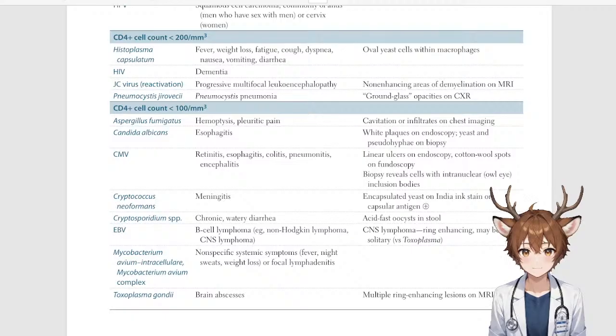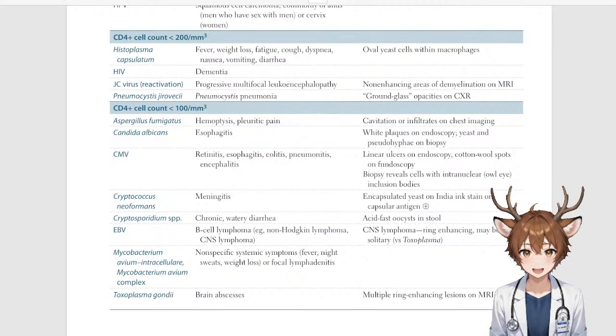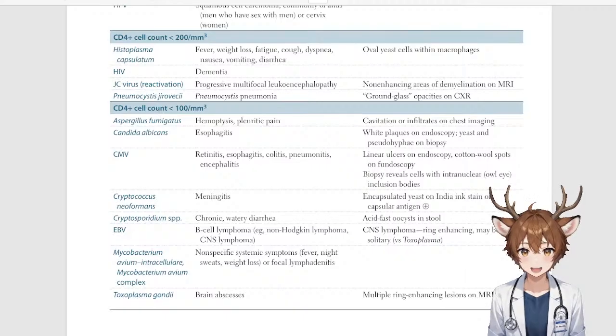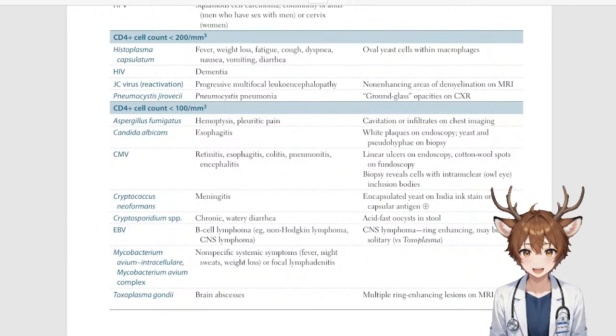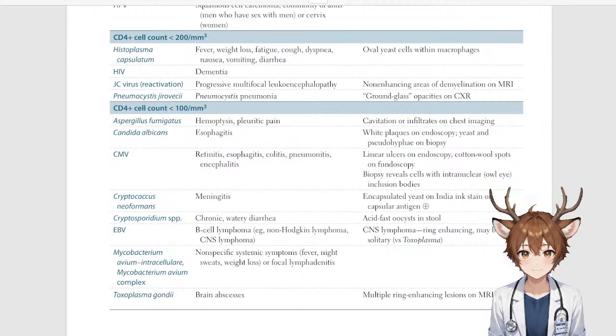Toxoplasma gondii. I don't even think they mentioned TB in here. TB reactivation can happen, I think, with HIV. Anyway, Toxoplasma gondii causes brain abscesses, multiple ring-enhancing lesions on MRI. Keep in mind that if it was only a single one, it might be more likely to be EBV. But if it's multiple, it's probably toxo.